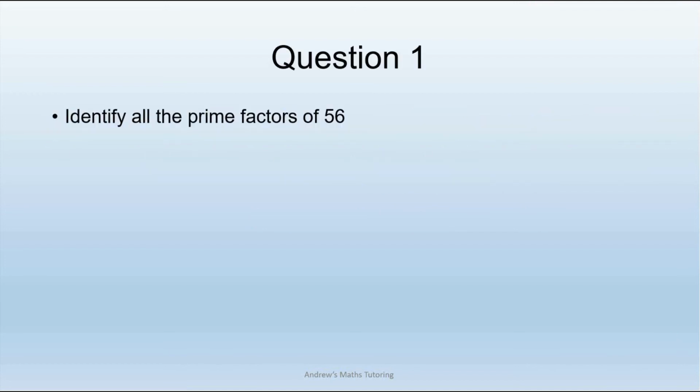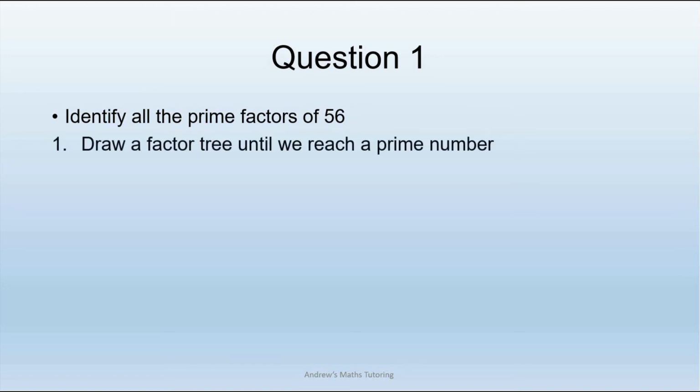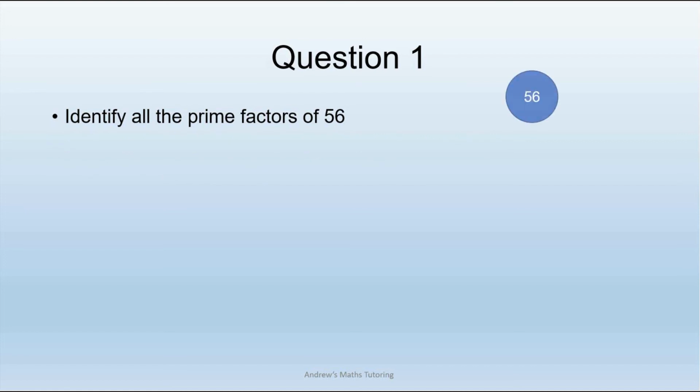So the first question asks us to identify all the prime factors of the number 56. The method we want to use, our first step, is to draw a factor tree until we reach a prime number for every branch. Then we want to write out all of our prime factors. Let's go ahead with drawing our factor tree.